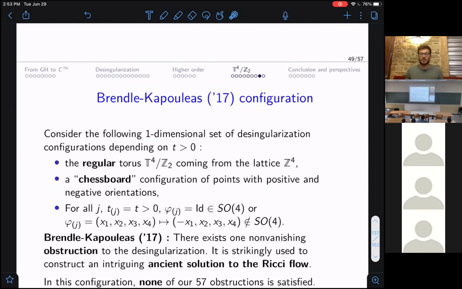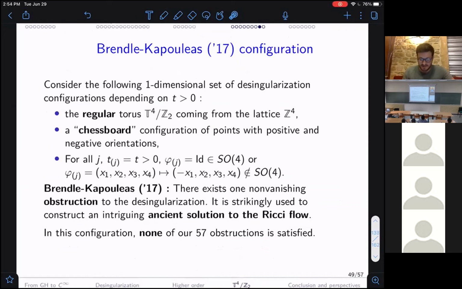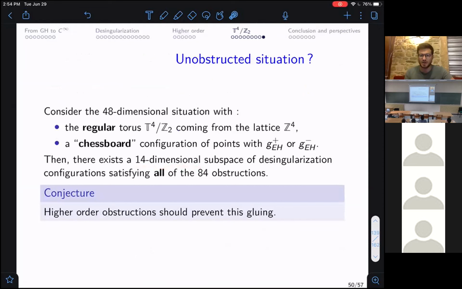And this comes from our obstructions. And let me note that in this configuration, none of the 57 obstructions is satisfied. So at this point, you would think that nothing can be desingularized. But I found a family, a 14-dimensional one, it's probably much larger, of desingularization of this regular torus, which, because of its symmetries, can be... I don't know if it can be desingularized by Ricci flat Cayley metric, but it can be desingularized while satisfying the 84 obstructions.